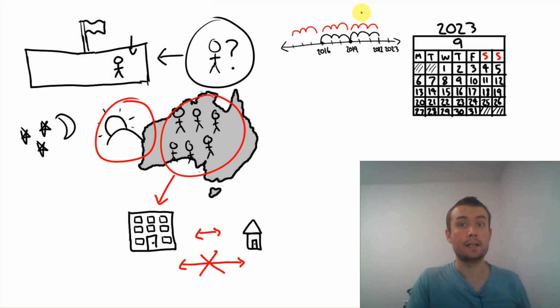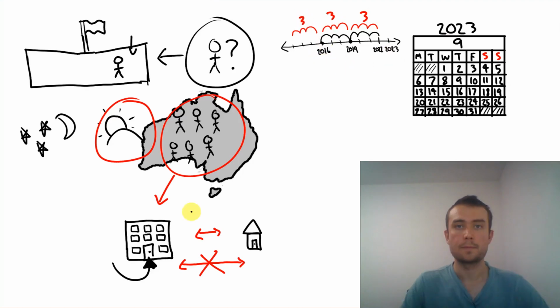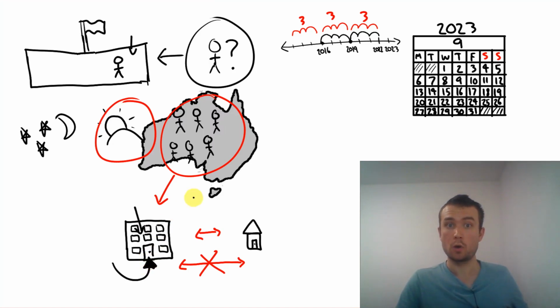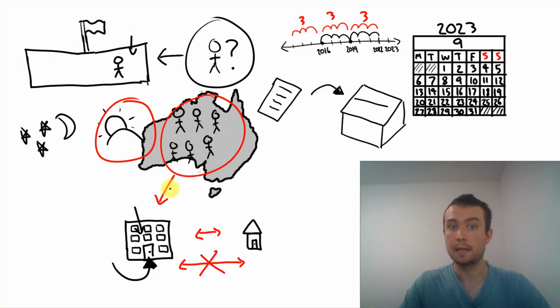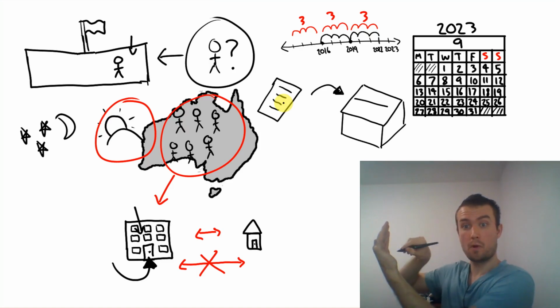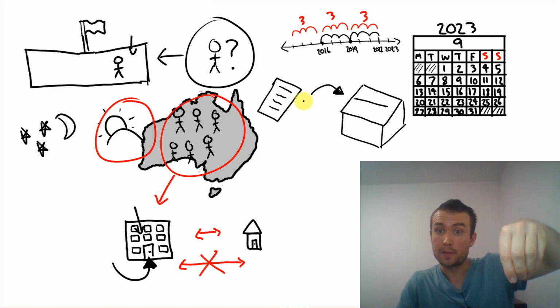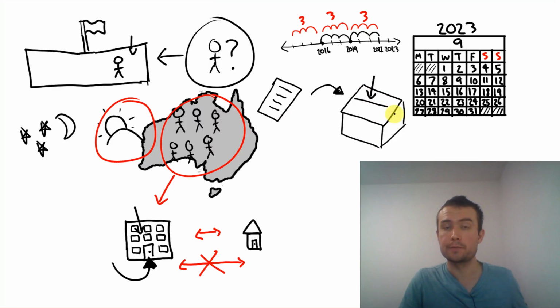Every 3 years. They go inside the building, and inside they choose who goes to Parliament. Inside the building, everyone gets a piece of paper. They write on the piece of paper and put the piece of paper into a box.